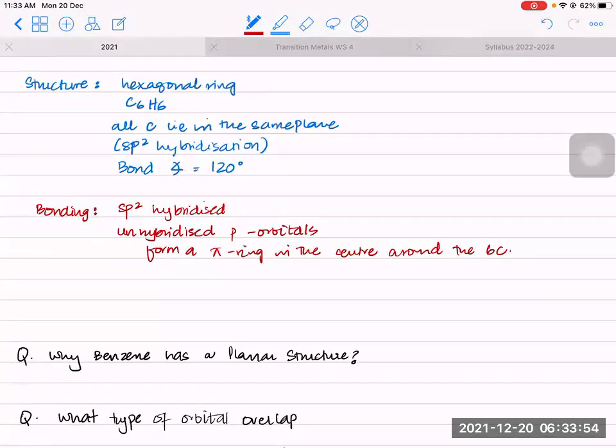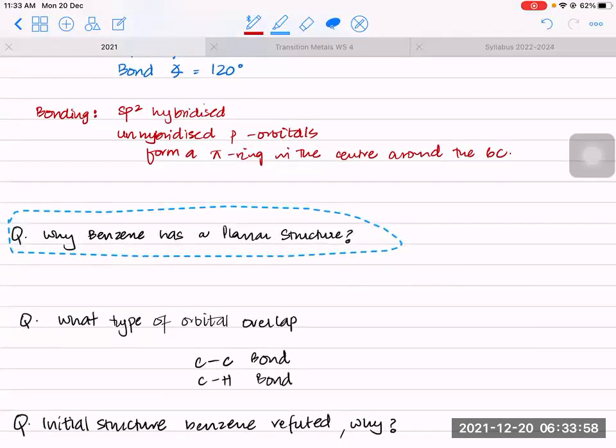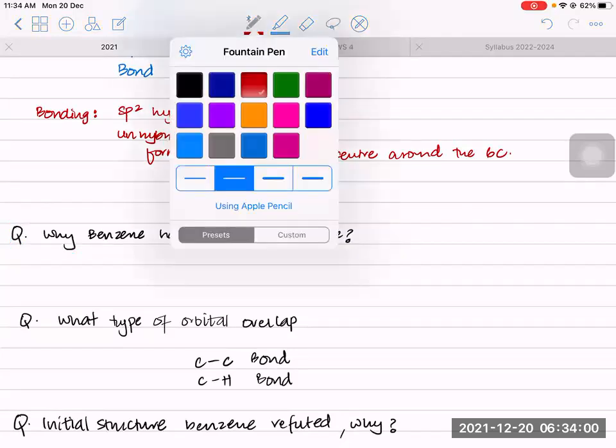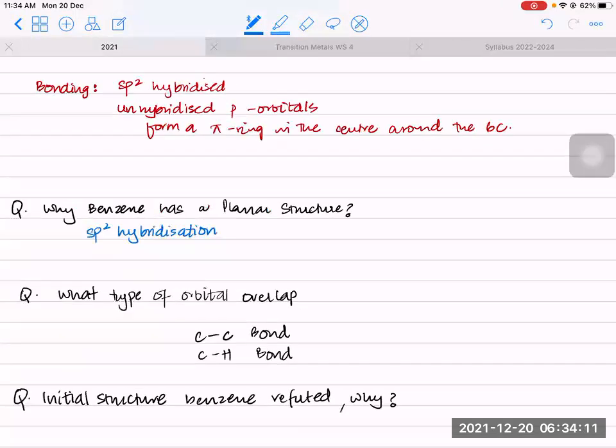Now, let's see another question. Why is the structure of benzene planar? We know that it is a planar structure because you have sp2 hybridized carbon atoms. Because of the sp2 hybridization, the structure is planar.